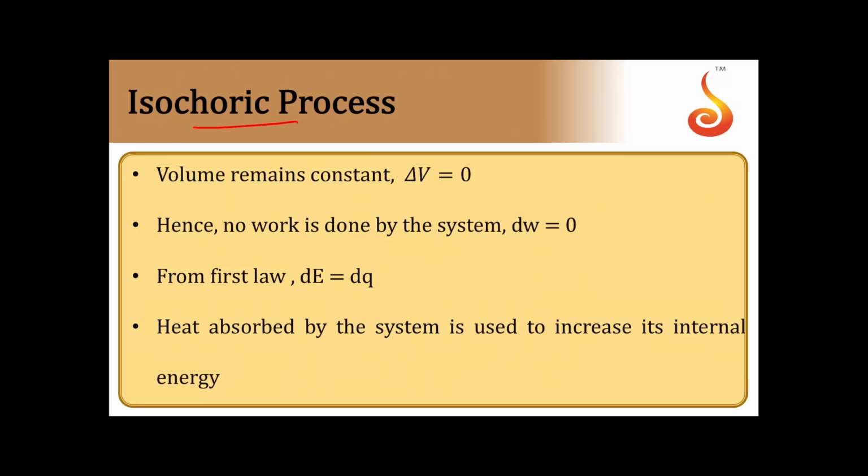Next, isochoric process. In an isochoric process, volume remains the same, so therefore delta V is equal to 0. When delta V is equal to 0, work is not done by the system. When there is no work done, dW remains 0. Again from the first law of thermodynamics, since dW is equal to 0, dE becomes equal to dQ. So heat absorbed by the system is used to increase the internal energy of the system. That is dE is equal to dQ, because work done is 0 in an isochoric process.